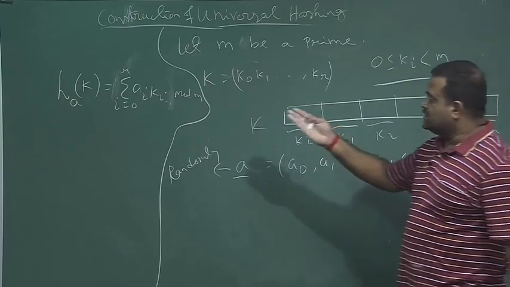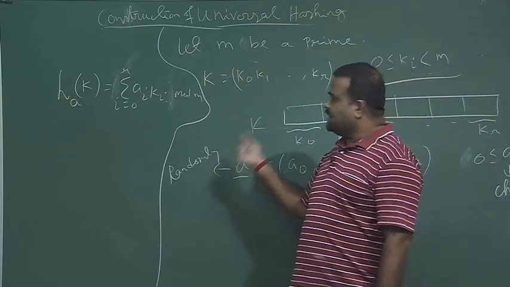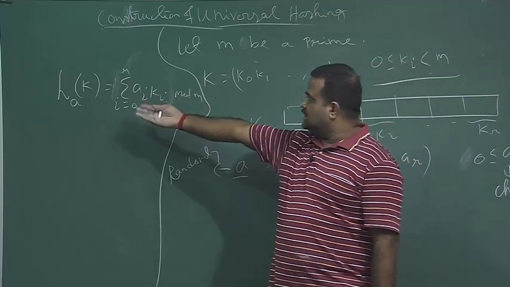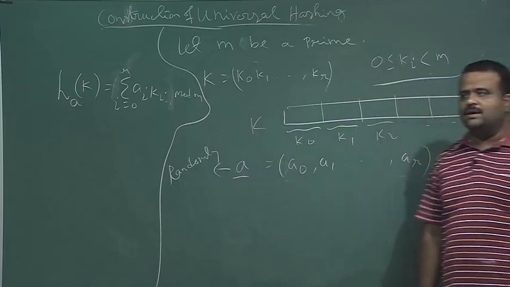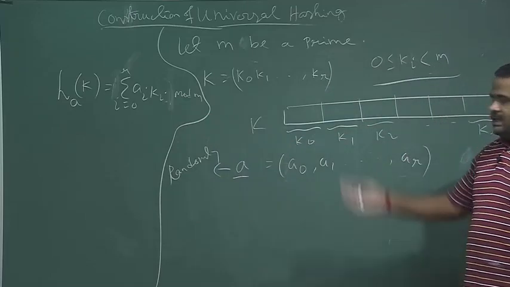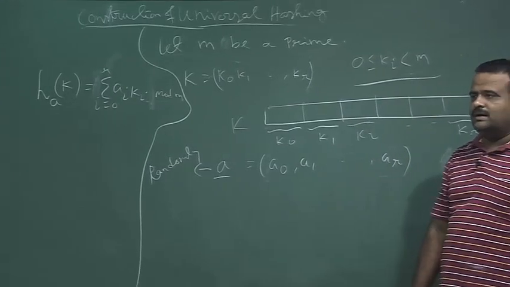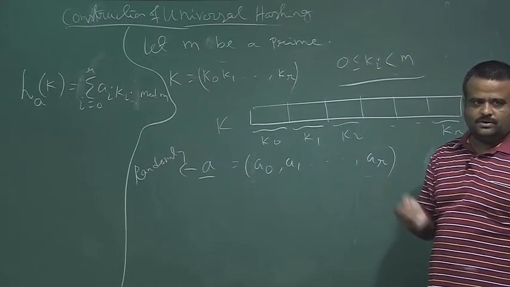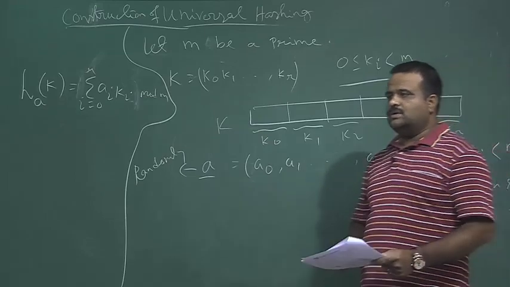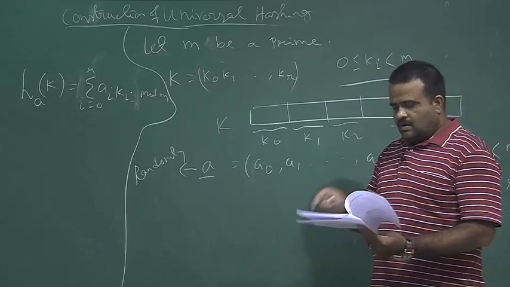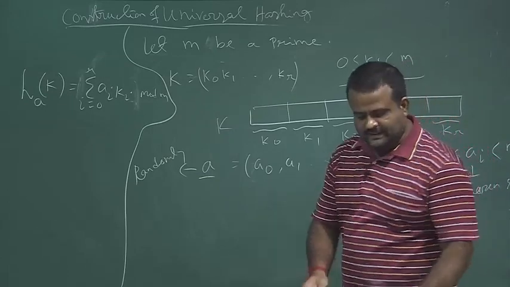So we have a universal family of hash functions, and we choose a randomly and we generate the hash of that k like this, summation of ai ki mod m, and it can be shown that this set is a universal hash function. So if we choose a randomly, then it will give universal hashing. Okay. So now we will talk about perfect hashing.